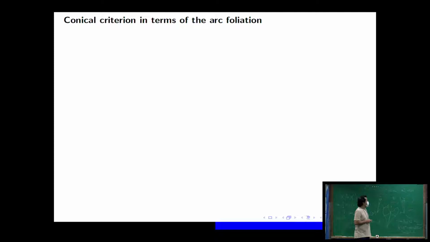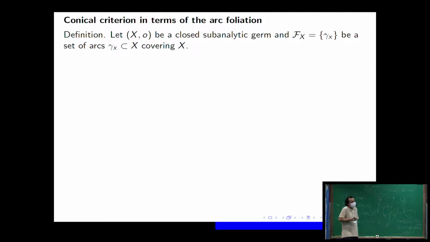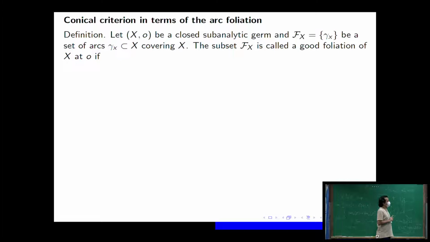One result that you have from this approach of the language of foliation is the following. Take X as a subanalytic germ. In some sense, it's natural because horns can be given by the expected foliation. Just take arcs. So if you have a germ, you can speak about the foliation by arcs. It always exists, for example, if you take the topological theorem, the cone on the link, the image of the lines gives a foliation from the homeomorphism. The subset is called a good foliation.